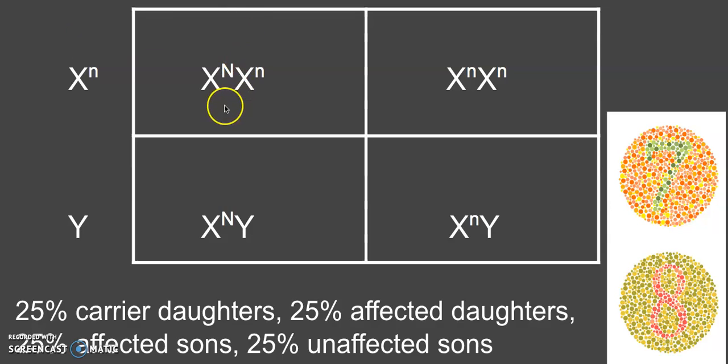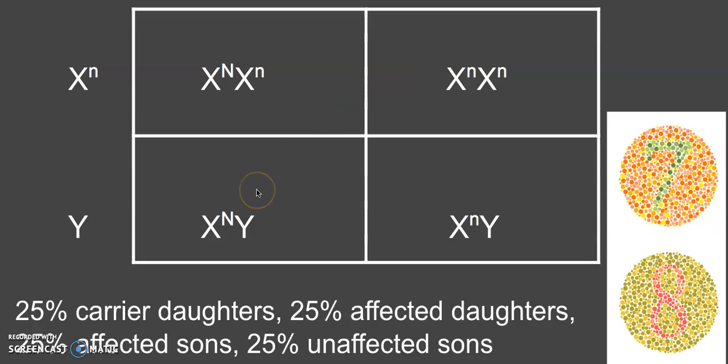Let's look at their offspring. So this person, this girl, is getting a big N from mom and a little n from dad, meaning that she is also a carrier. She's also heterozygous, like her mom. This one is getting a little n from both dad and mom. And so she's going to be a female with color blindness. This is really rare. It's like 1 in 10,000 or so.